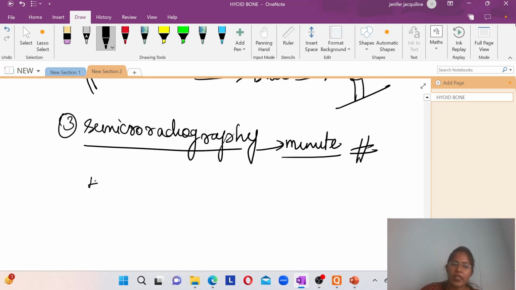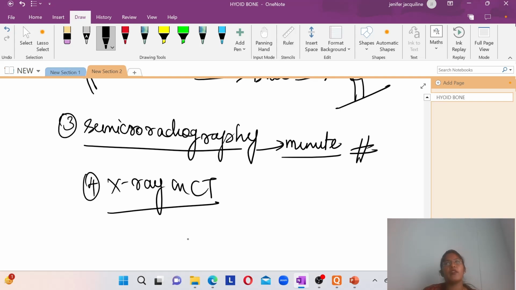And the fourth one is X-ray and CT. Ideally, it's advised that before subjecting the body to autopsy, you're supposed to take an X-ray so that we'll be able to know that a particular finding is present, or at least try to preserve the thyrohyoid complex and then do a radiograph, and then you will be able to observe.